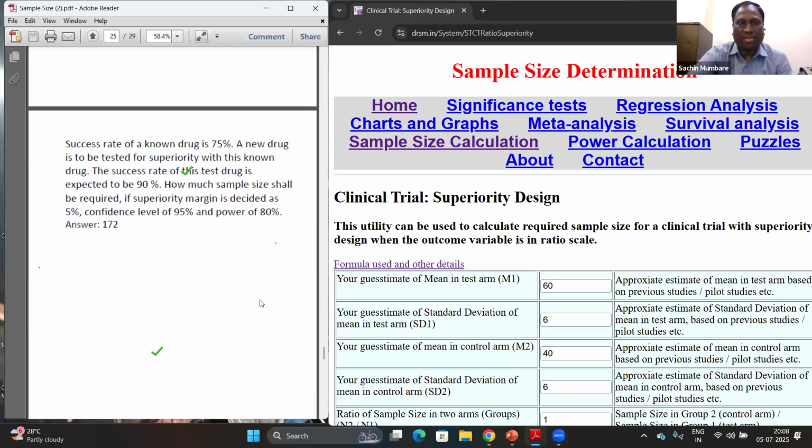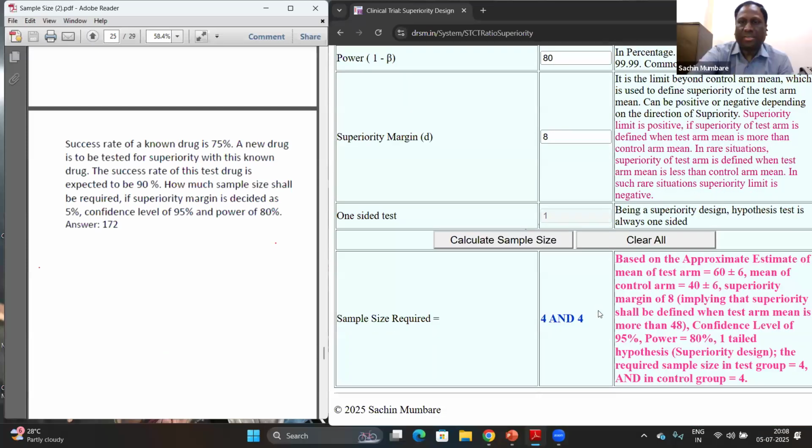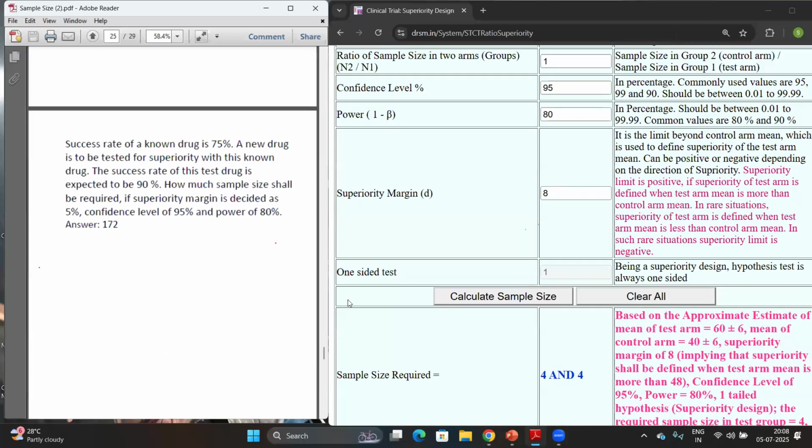Use this and calculate the sample size. 172, sir. 172. Correct? Yes.